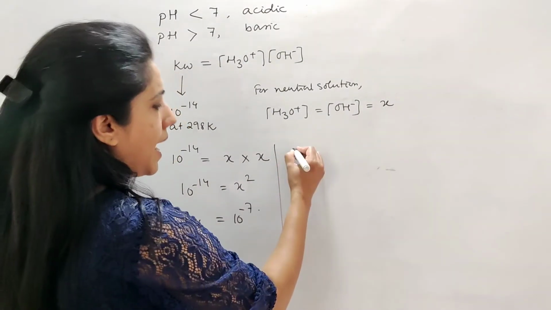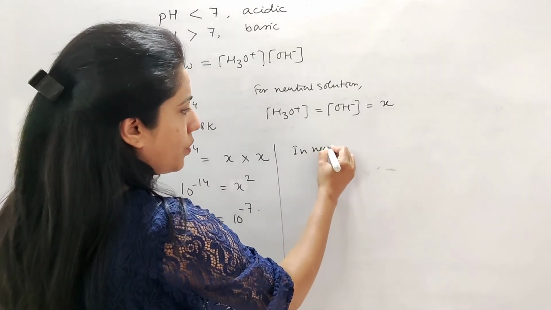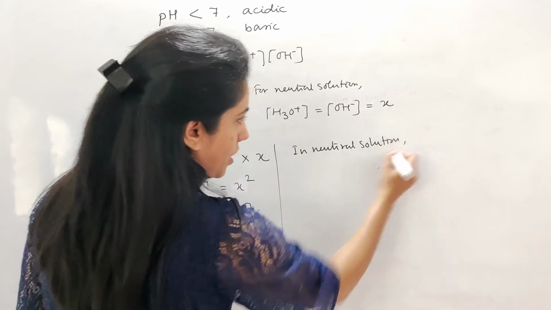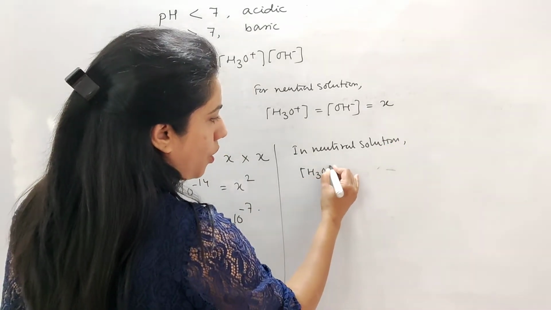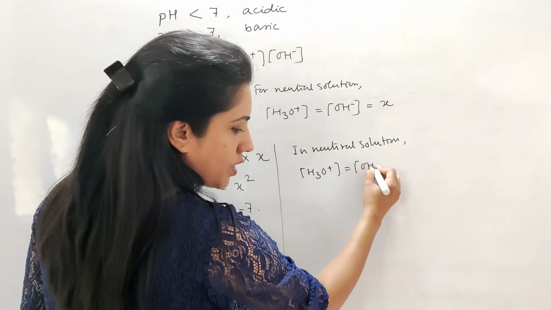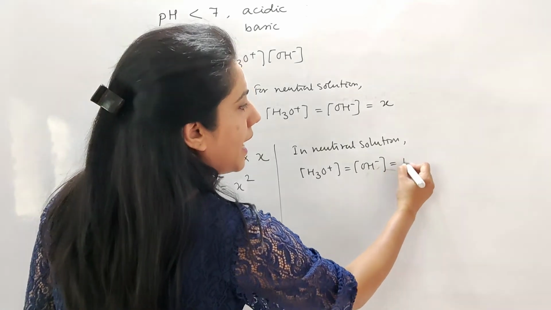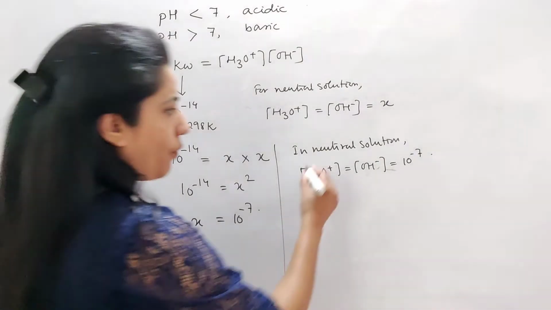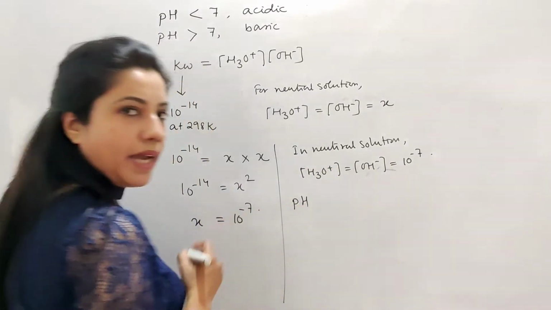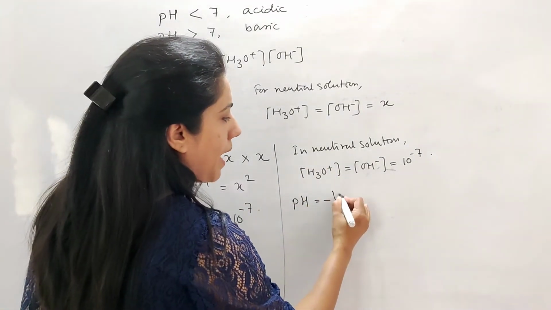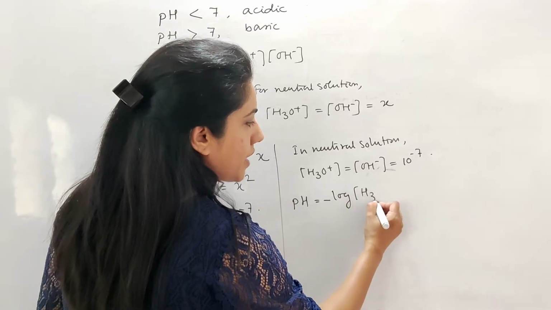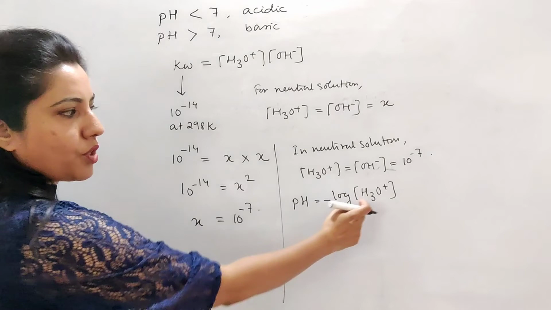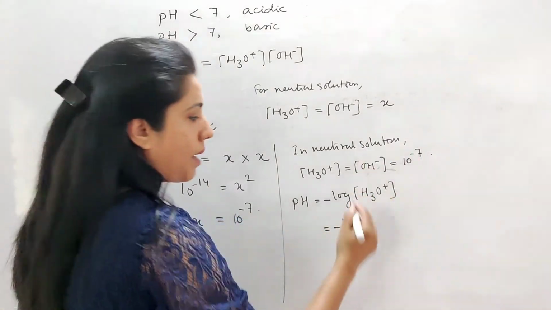That concludes that in neutral solution, concentration of H3O plus would be equal to concentration of OH minus, and that is equal to 10 raised to power minus 7. So for a neutral solution, let us find out the pH. pH is equal to minus logarithm of H3O plus concentration, and for a neutral solution, H3O plus concentration is coming 10 raised to power minus 7.